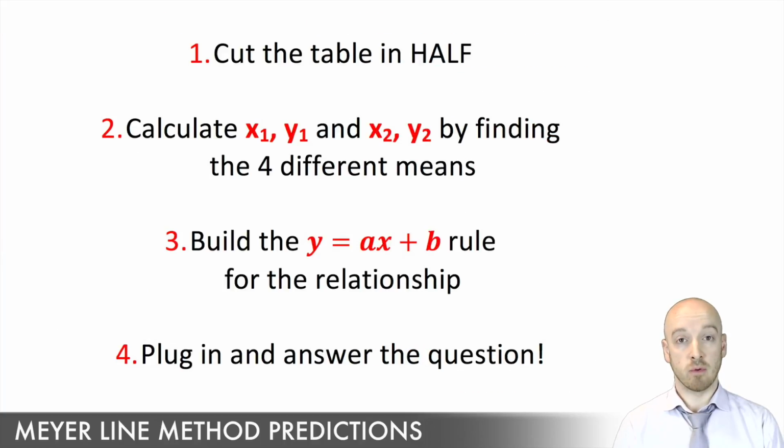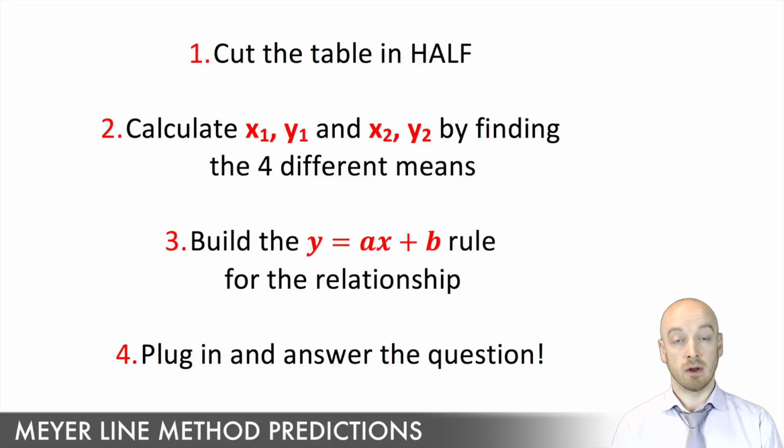So a quick recap of what I did there. I took a table of values, I split it in half, I took the mean for x and y on the top half and bottom half, and from those 4 values, I built a rule that represents the relationship between x and y. And once I had the rule, all I had to do was plug in the value they were asking about to get my final answer.